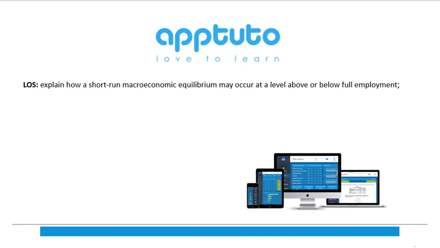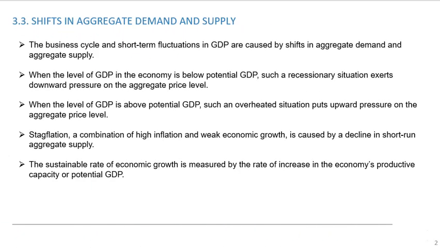This LOS is to explain how a short-run macroeconomic equilibrium may occur at a level above or below full employment. Shifts in aggregate demand and supply. The business cycle and short-term fluctuations in GDP are caused by shifts in aggregate demand and aggregate supply.